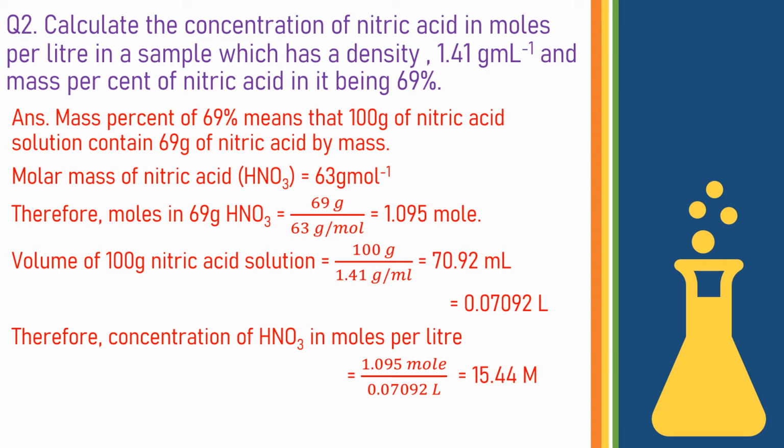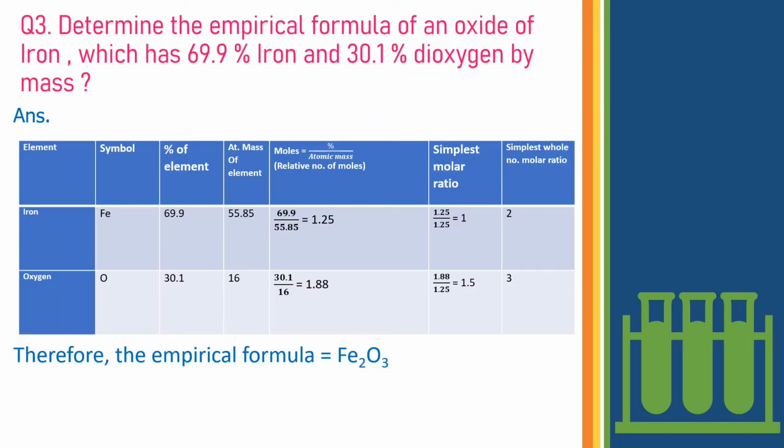So let us proceed. Coming towards the third question, the question is: determine the empirical formula of an oxide of iron which has 69.9% iron and 30.1% dioxygen by mass. Now here you have to find out the empirical formula of an oxide of iron, and the percentage of the elements is being given to you, and what the elements present are.